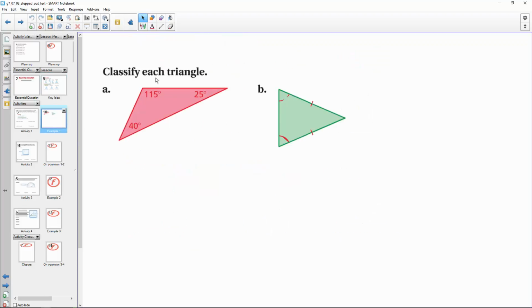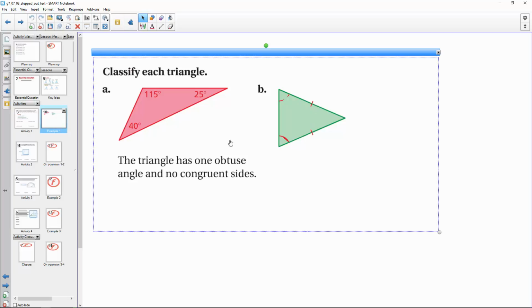So let's have an example here. Classify each one of these. So this is going to be an obtuse triangle, right? That's one thing. This here, if I look, is going to be an isosceles triangle because of the sides being the same. Also, the fact that none of the side measurements are the same makes it a scalene. So that's why it'll be an obtuse scalene triangle.